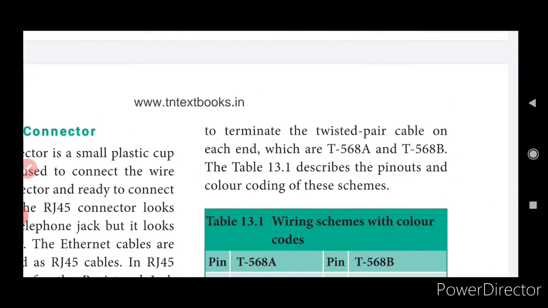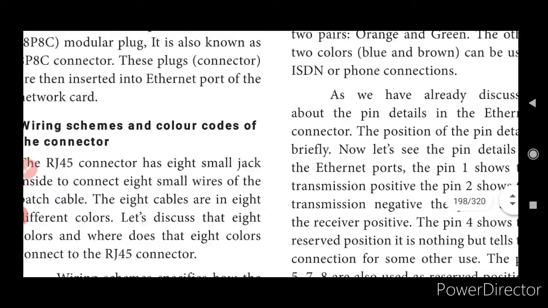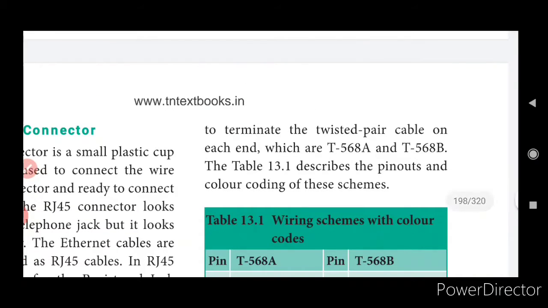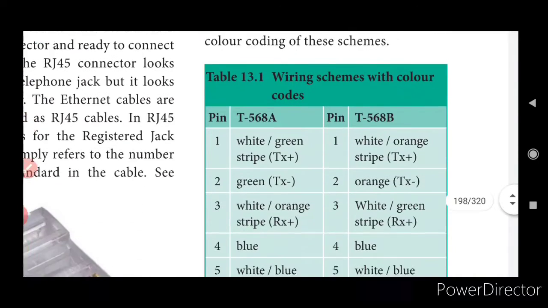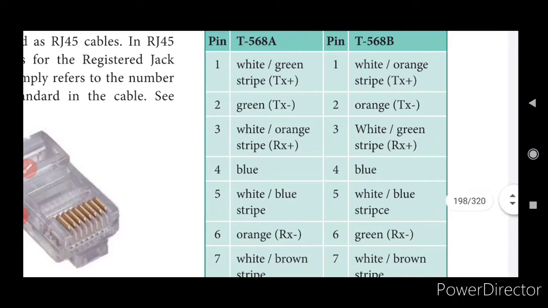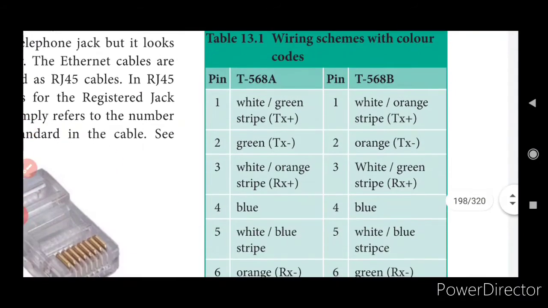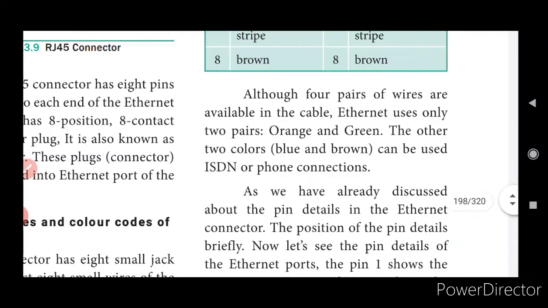to terminate the twisted pair cable on each end, which are T568A and T568B. Why do we use them? They are available to terminate the twisted pair cable on each end. Now see, white-green will be for transmission TX. White-orange is also for transmission. Green and orange are for transmission negative. And white-orange type is RX, receiving positive. Blue-white type. These are the color distributions and the color codes. All 4 pairs of wires are available.